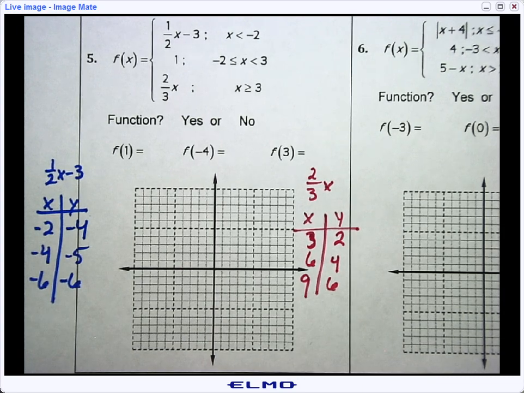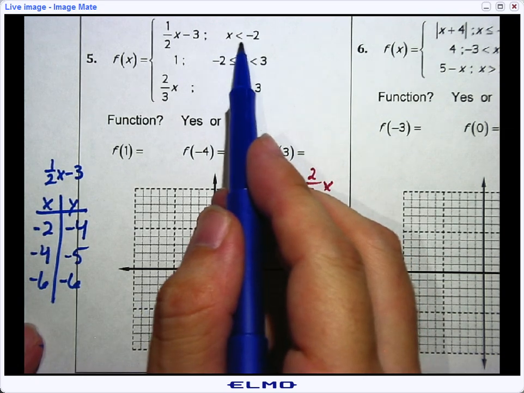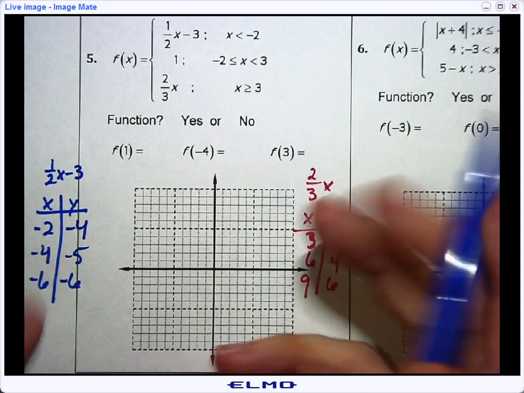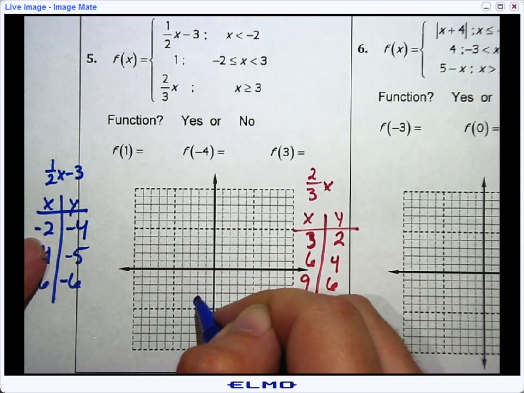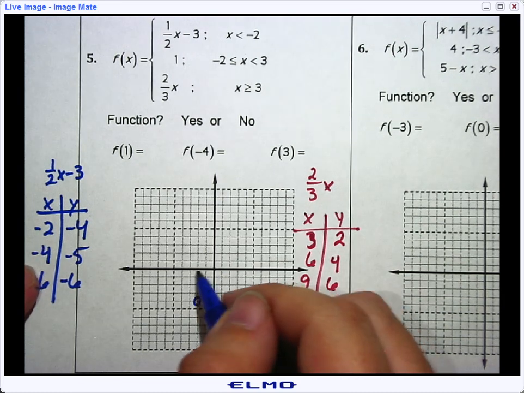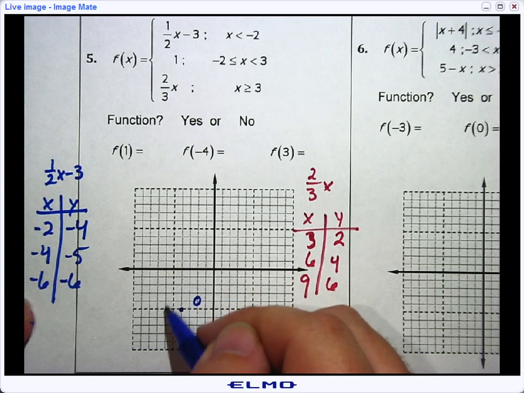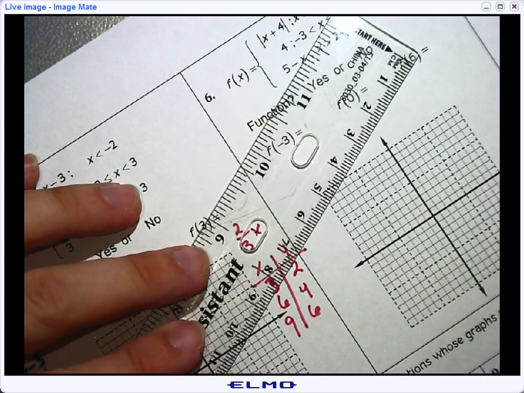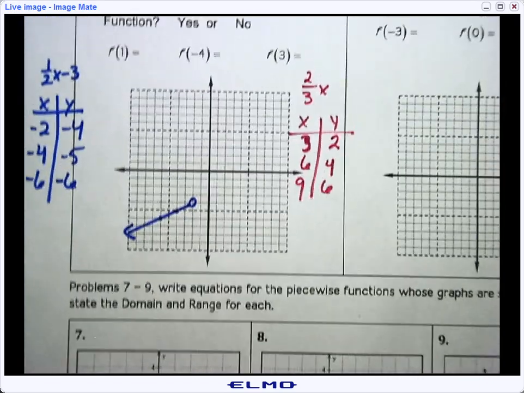Okay, so let's start back here with the -1/2 x minus 3 on the graph. Notice your inequality is not underlined, so that means I'm going to have an open circle at this point, -2, -4. Open circle. -4, -5 is here, and then -6, -6 is here. So I can go ahead and connect those. So I get my line like that.